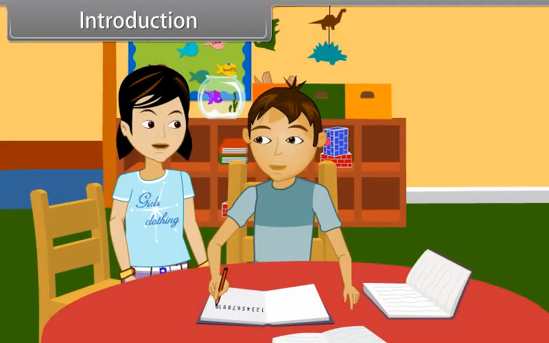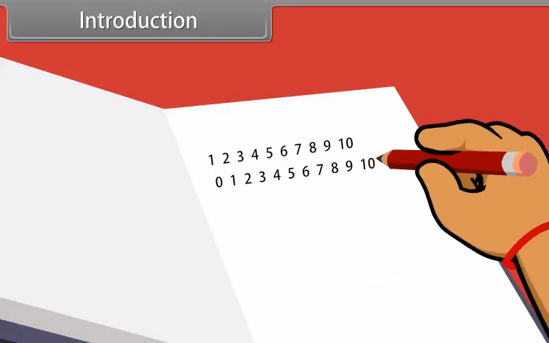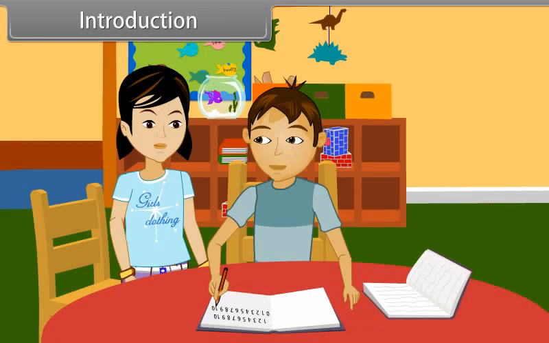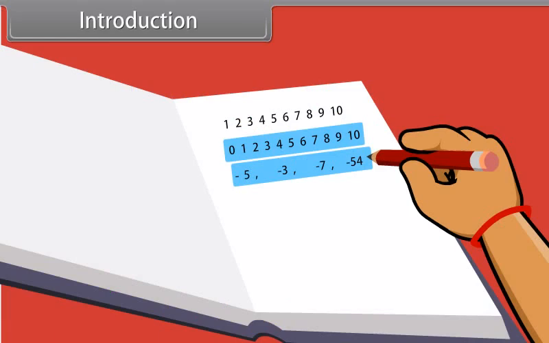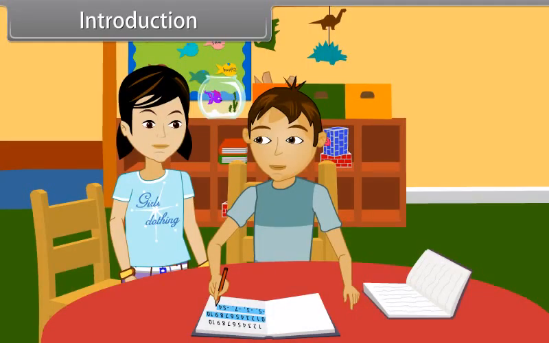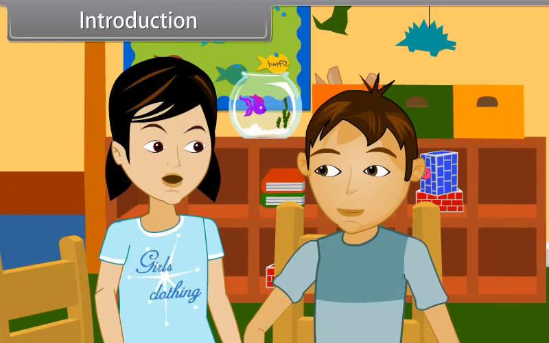What are you doing, Amit? I'm writing numbers. Oh, natural numbers. Do you know what we will call the numbers if I add zero with these? Yes, I know. These are whole numbers now. And what are these? Negative numbers. Yes, these are negative numbers. And the collection of all these numbers is called integers. Interesting. Do you know there are numbers like rational numbers and irrational numbers as well? What are those? Come, let's learn about them.